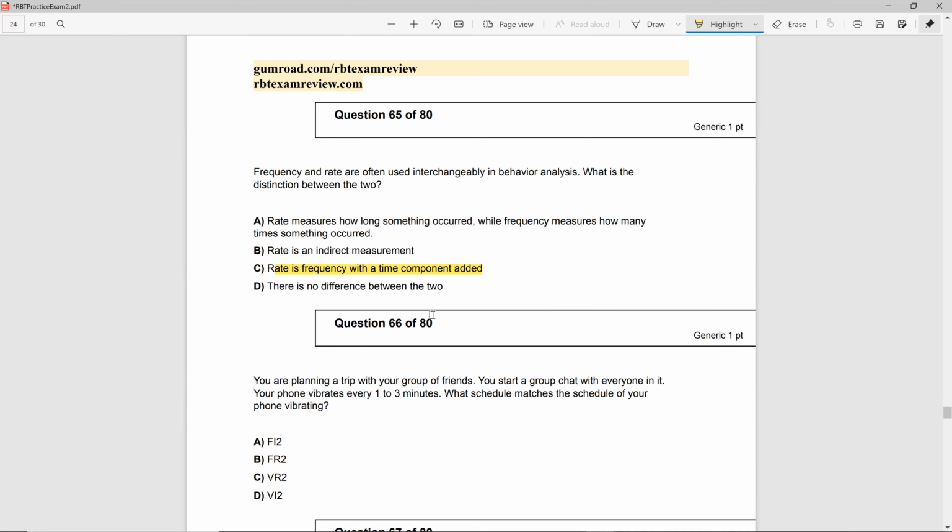And then D, there is no difference between the two. Incorrect, there is a difference, okay? And it's important you know the difference, right? Because we should use it correctly.